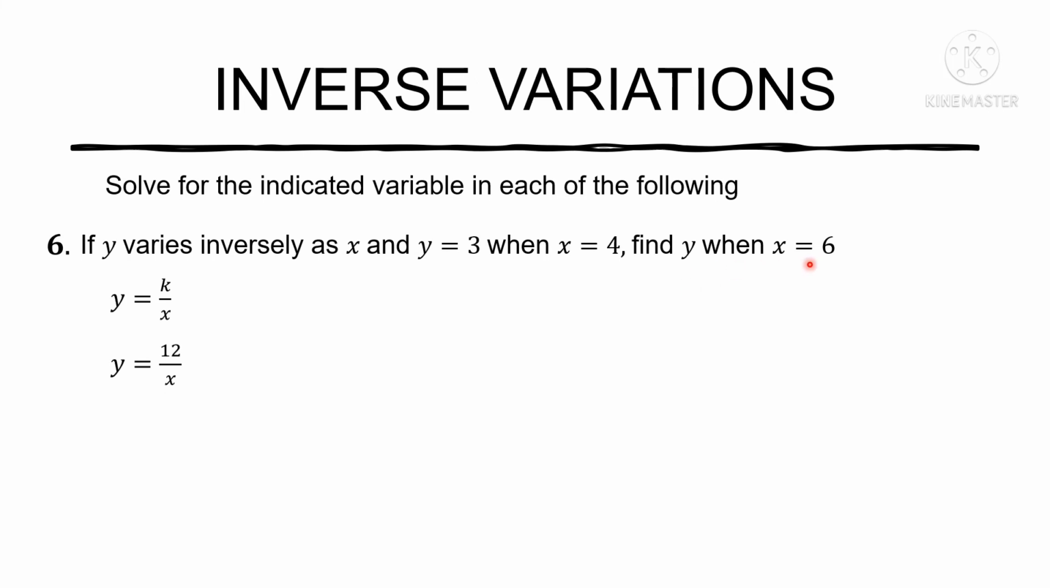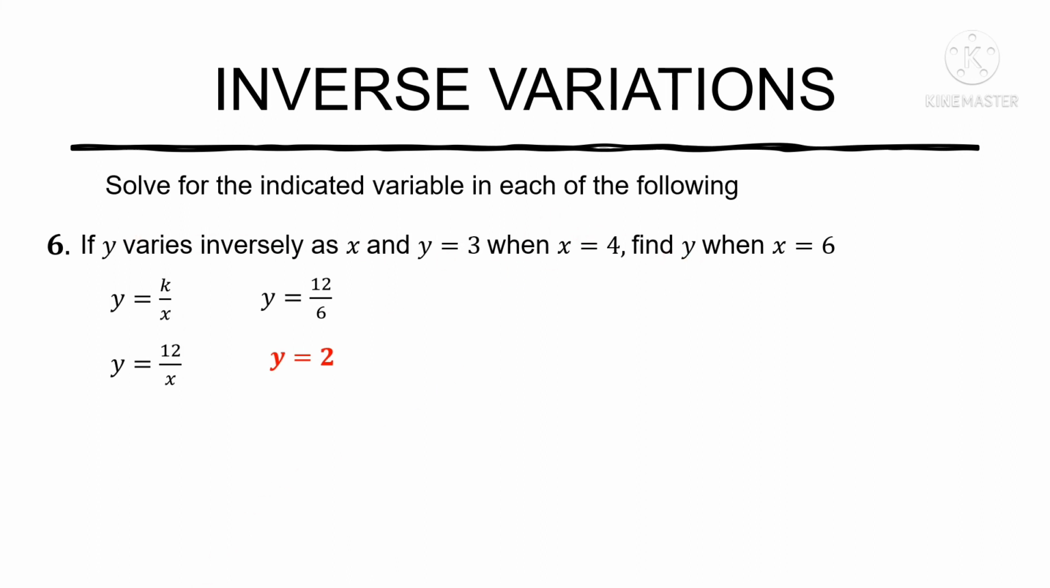So, paano gagawin? Itong 6, isa-substitute mo lang dito sa equation of variation natin. So, you have there y equals 12 over 6. Instead of x, we'll replace that by 6. 12 divided by 6 ay 2. So, therefore, 2 is the value of y when x is equal to 6. Ganyan lang kadali siya kung paano natin masosolve yung ganitong problem.